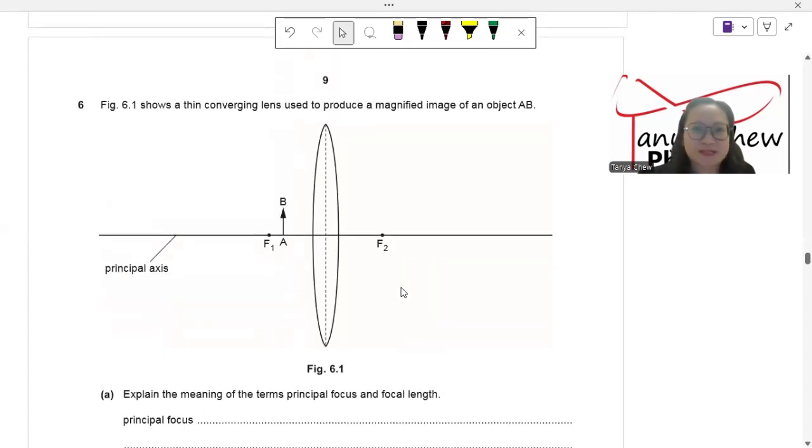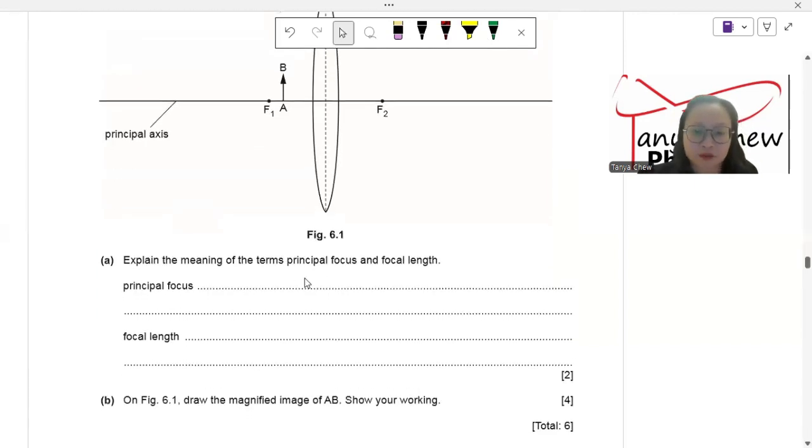Question number 6. Fig 6.1 shows a thin converging lens used to produce a magnified image of an object AB. Now, A, explain the meaning of the terms principal focus and focal length. These two terms are super duper important. So for principal focus, you have to put this down.